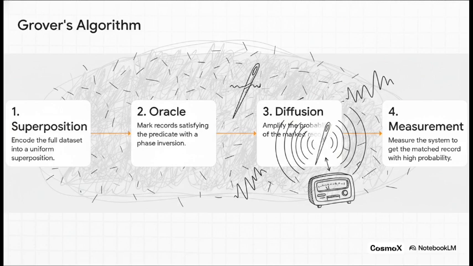You can think of it like making the needle vibrate at a totally unique frequency. And finally, the amplification step, it's like putting on noise-canceling headphones. It boosts the signal of that one vibrating needle while hushing all the noise from the straw, making the right answer pop right out when you measure it.